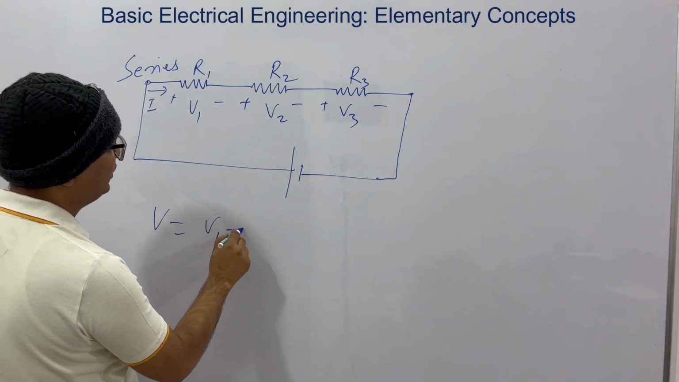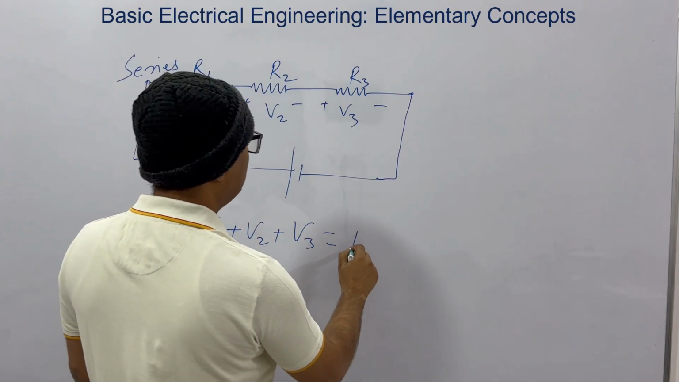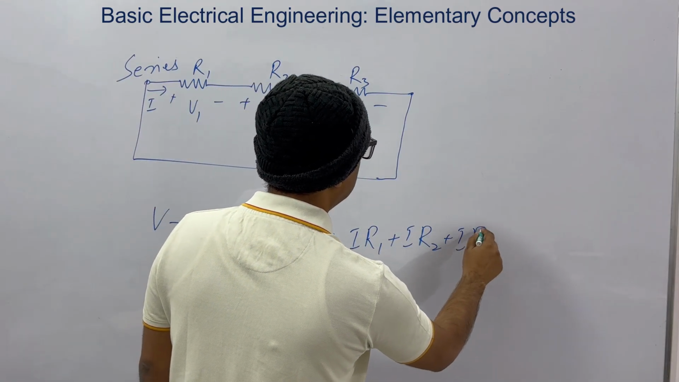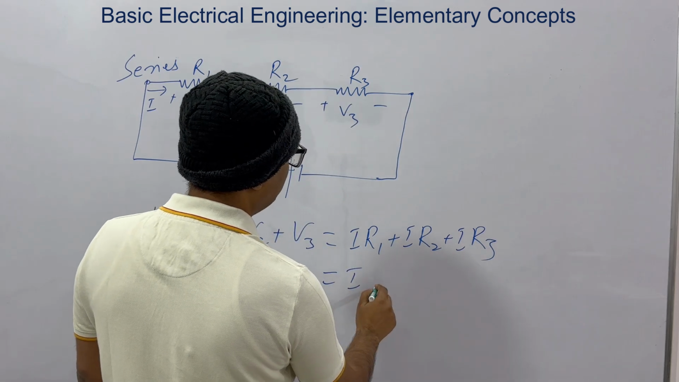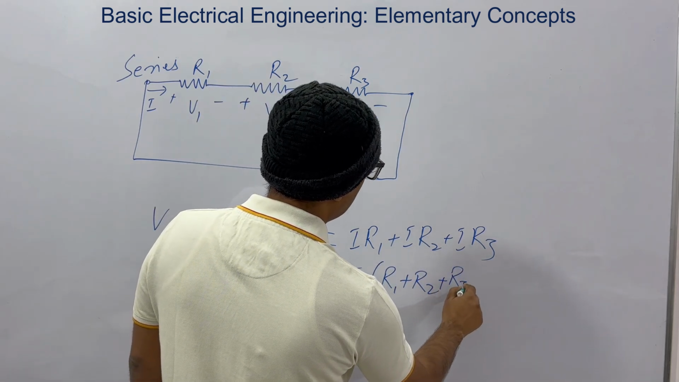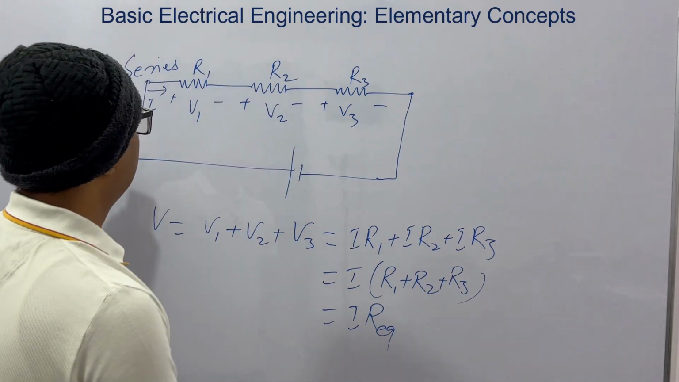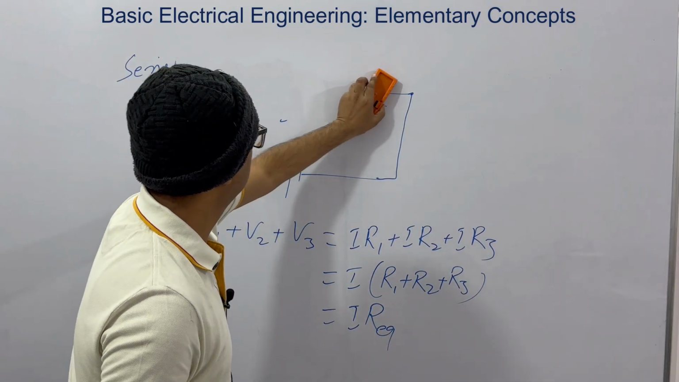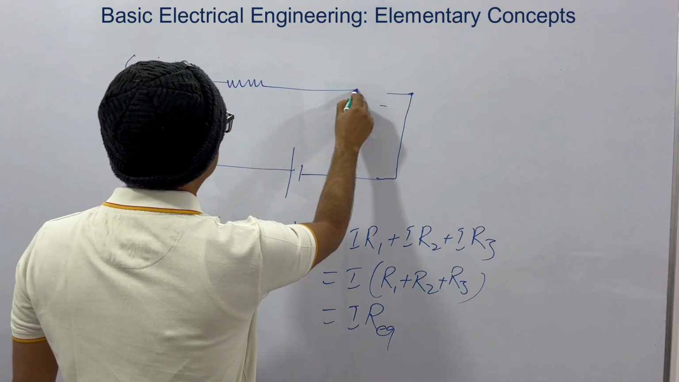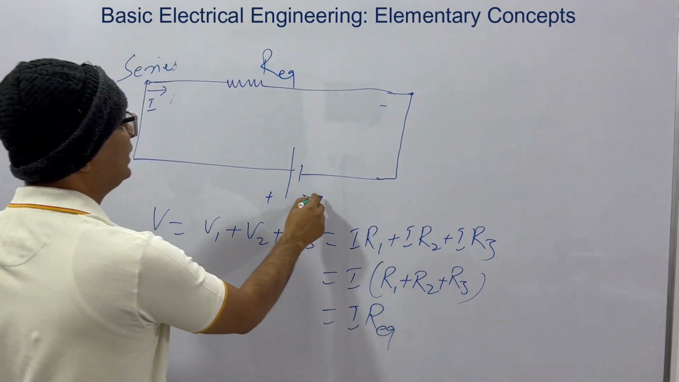V will be equal to V1 plus V2 plus V3. That is, V is I R1 plus I R2 plus I R3. If you take I common, this is I times (R1 plus R2 plus R3). That is, you can say this is I into R equivalent. You can visualize it like this also, that instead of 3 resistors, we have 1 resistor, that is R.